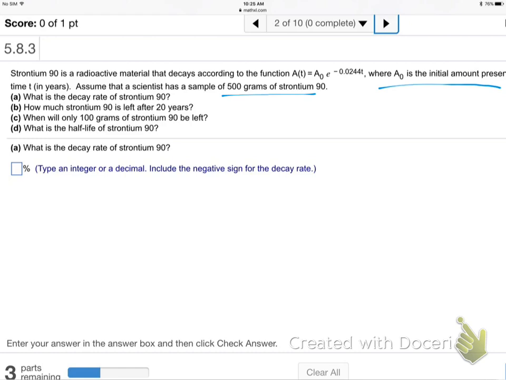Okay, so they're giving me another exponential. This time we're shifting gears, from exponential growth to exponential decay. That's what this section's about, growth and decay.